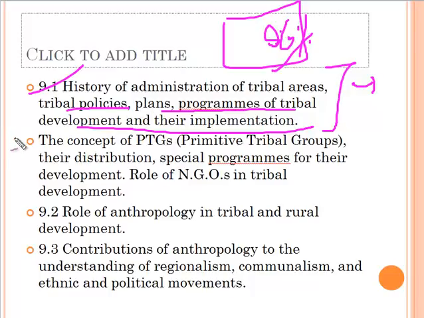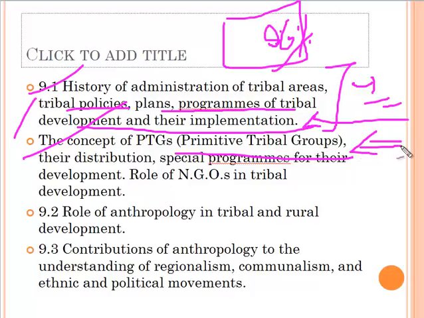Different tribal policies have come, like PESA, FRA, and the joint forest management program. For programs of tribal development and their implementation, what are the lacunas, what are the challenges, and how are you going to improve that? The concept of PTG, primitive tribal groups, now known as particularly vulnerable tribal groups, PVTG. These people have five characteristics: low population, educational backwardness, use of primitive technology, isolation, and being economically very weak.